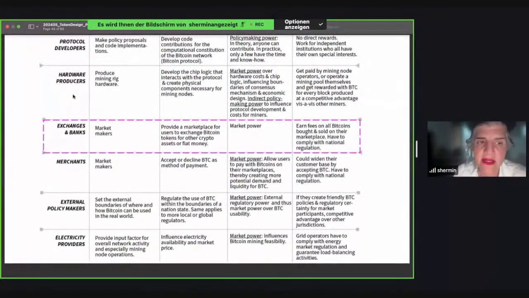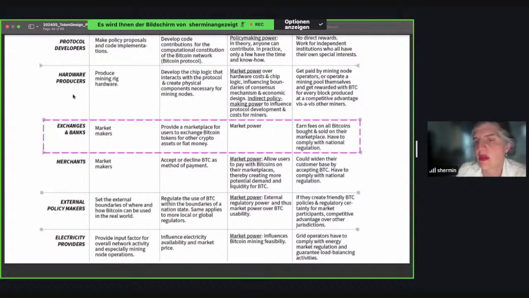Exchanges and banks are very important because they are market makers, in the sense of on-ramping and off-ramping services from other cryptoeconomic systems, Ethereum, Litecoin, Solana, but also the fiat system, into the Bitcoin system. They provide a marketplace for users to exchange Bitcoin tokens for other crypto assets or fiat money. They have a lot of market power. They make or break the market.